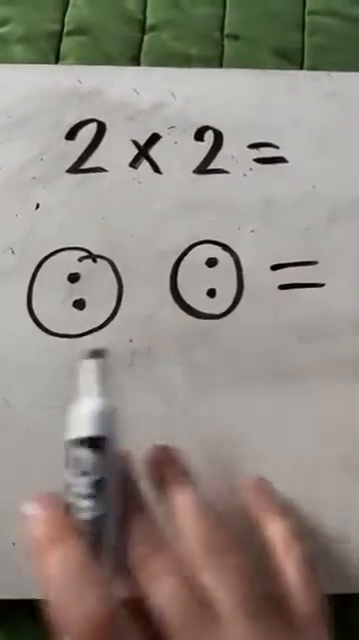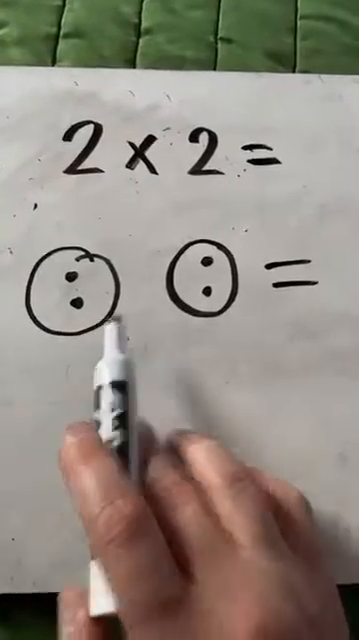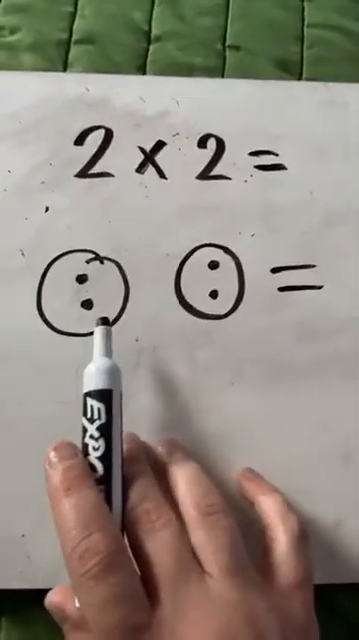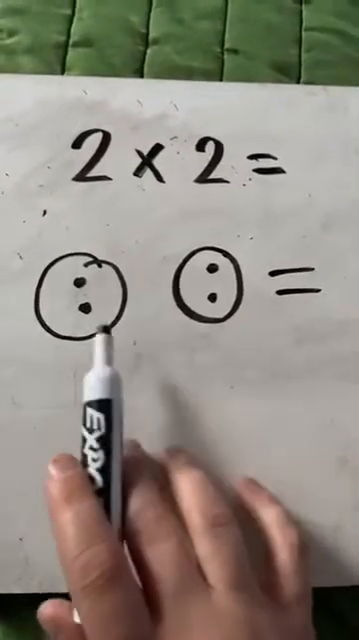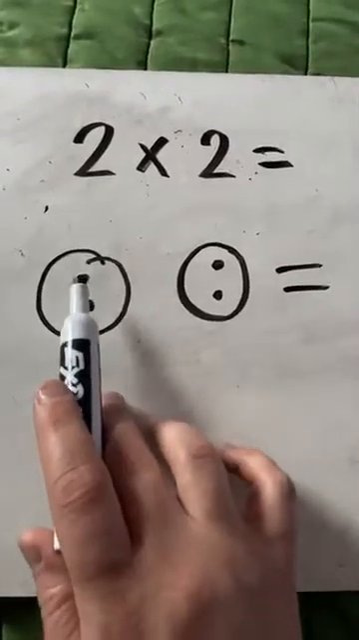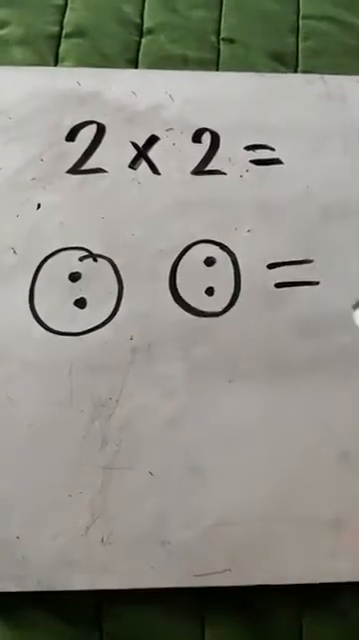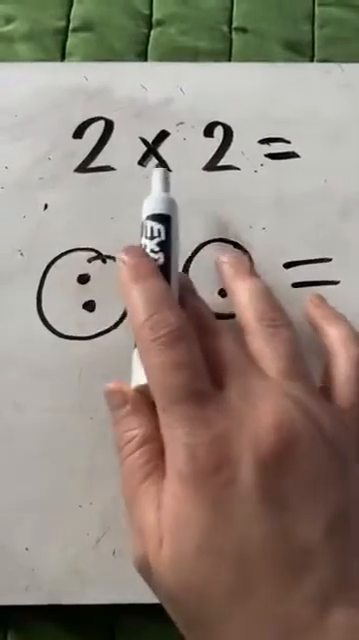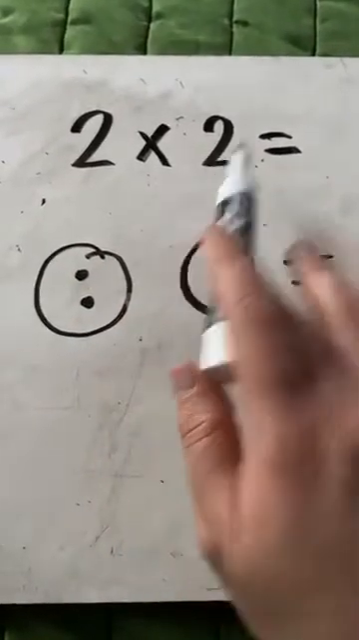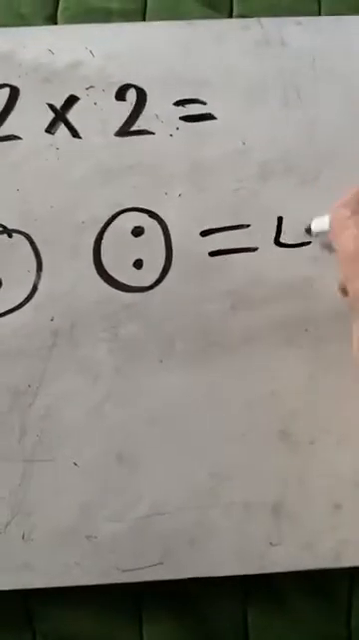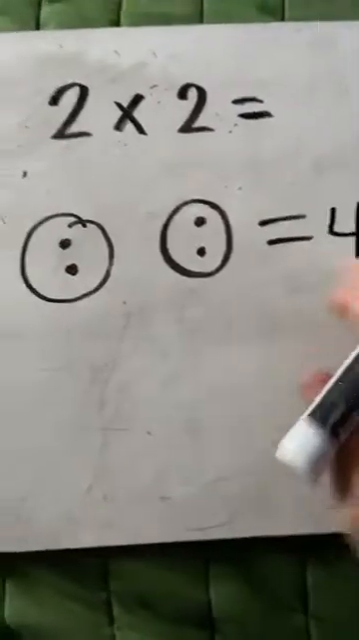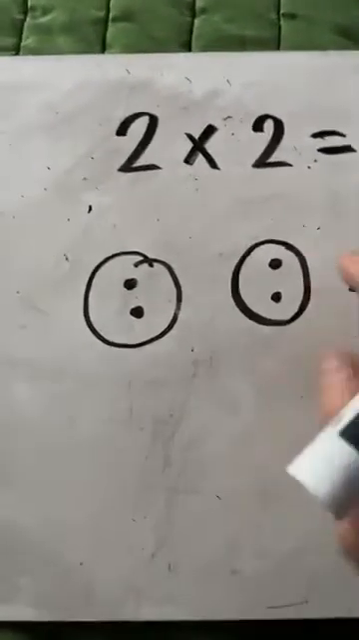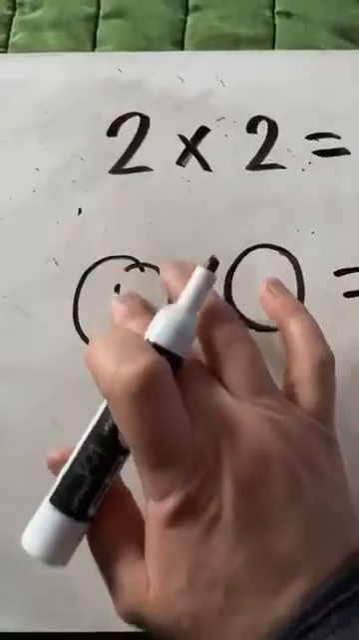So now let's see. I can count all those up, and that's how I'm going to get my answer because I have 2 equal groups with 2 in them. 1, 2, 3, 4. So I know that 2 equal groups with 2 in them equals 4. All right, let's try one more. I'm going to leave my circles here and just erase these.